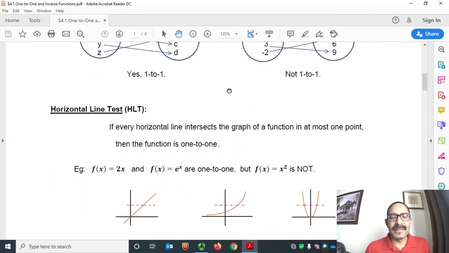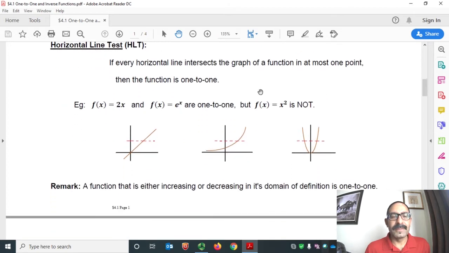Horizontal line test. If every horizontal line intersects the graph of a function in at most one point, then the function is one-to-one. Don't confuse this horizontal line test with the vertical line test. The vertical line test is for checking whether the graph represents a function or not, but here we are checking whether the graph represents a one-to-one function or not.